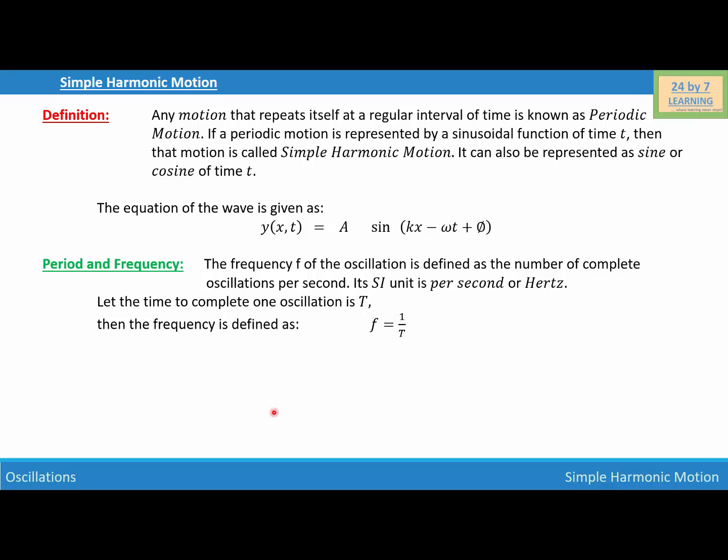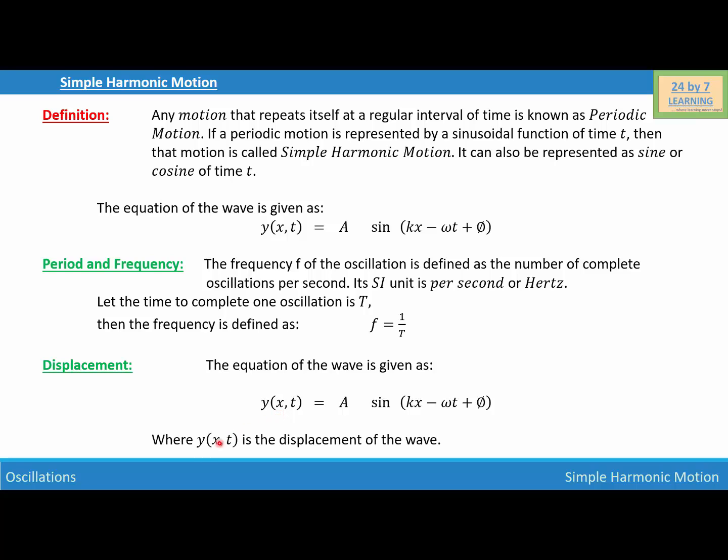The next term that we are going to talk about is displacement. The equation of the wave is given as y(x,t) = A sin(kx - ωt + φ), where y is the displacement, or I should say the change in position of the wave producing a periodic motion or simple harmonic motion. And as we know, y(x,t) is the displacement of the wave, and this is how we define the simple harmonic motion.